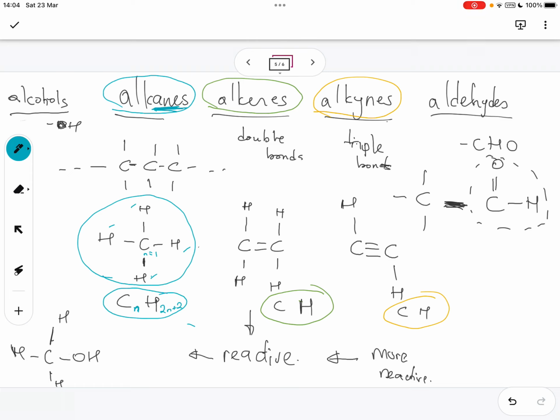CH4. This is the basic structure of it. So from it, you get a polymer. When you increase the number of carbons, you get ethane, which is another denser gas than methane. Then you increase the number of carbons, you get propane. Then you increase the number of carbons, you get butane. And then you increase the number of carbons, you get pentane.